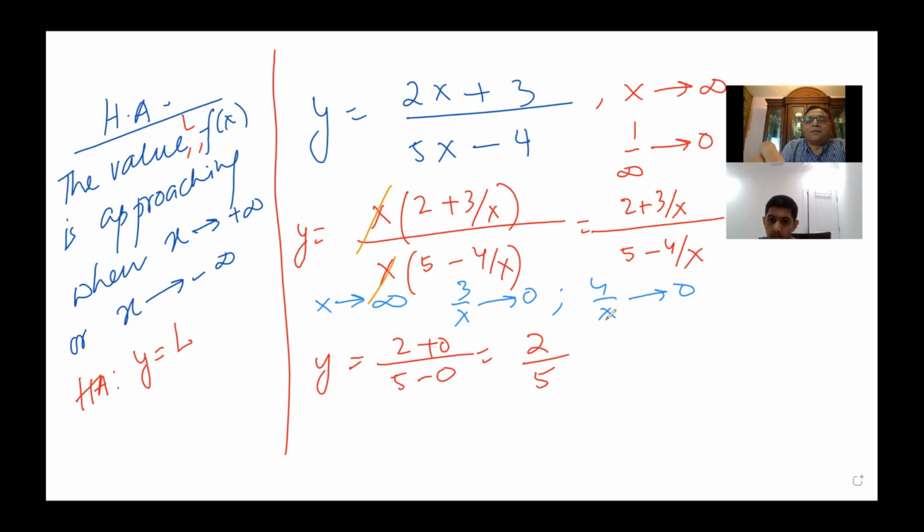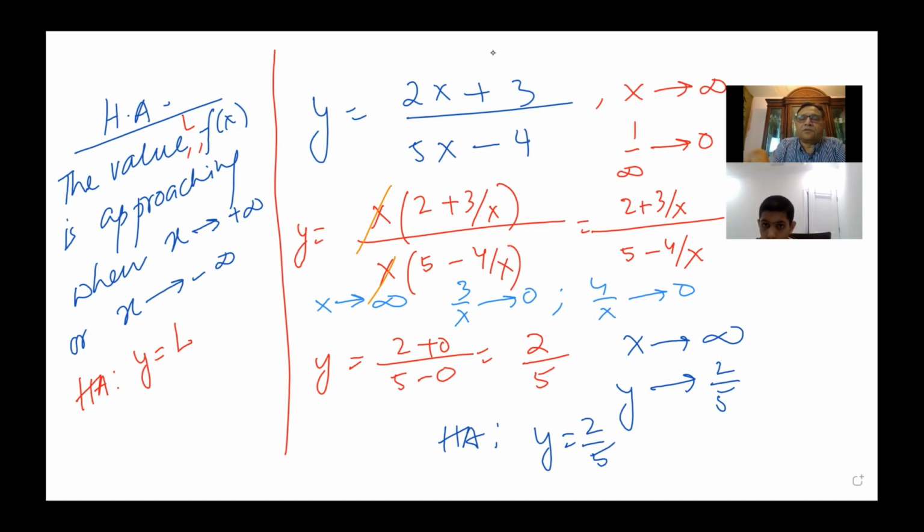So we can say over here very clearly that when x approaches infinitely large value, then y is approaching a value which is 2 over 5. Do you see that? How we found the horizontal asymptote? So we say that the horizontal asymptote for the function is y equals to 2 over 5.